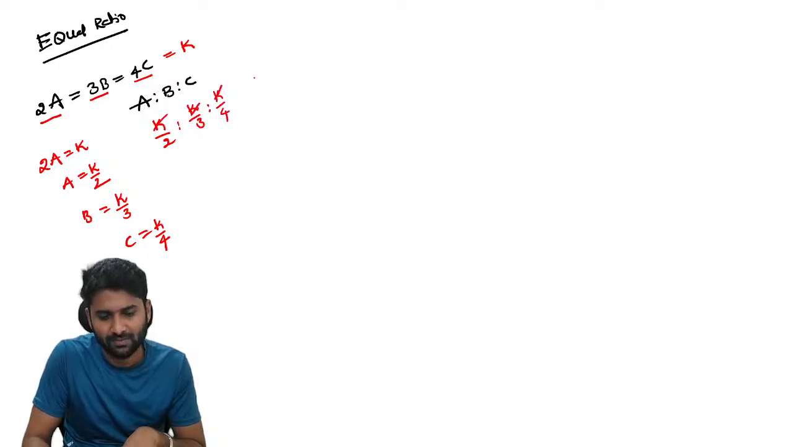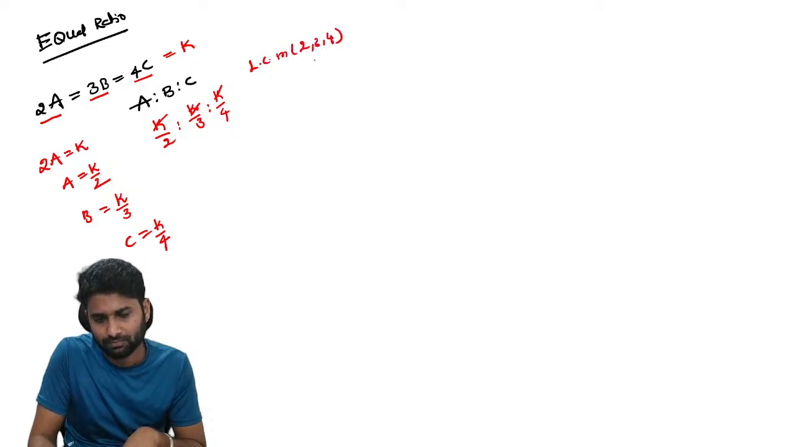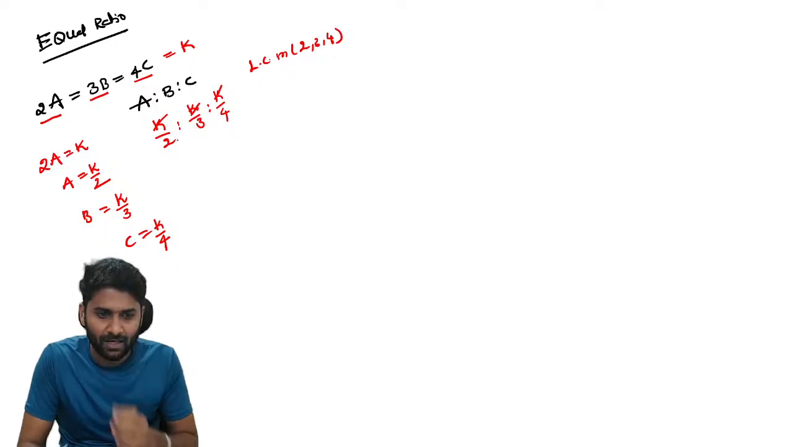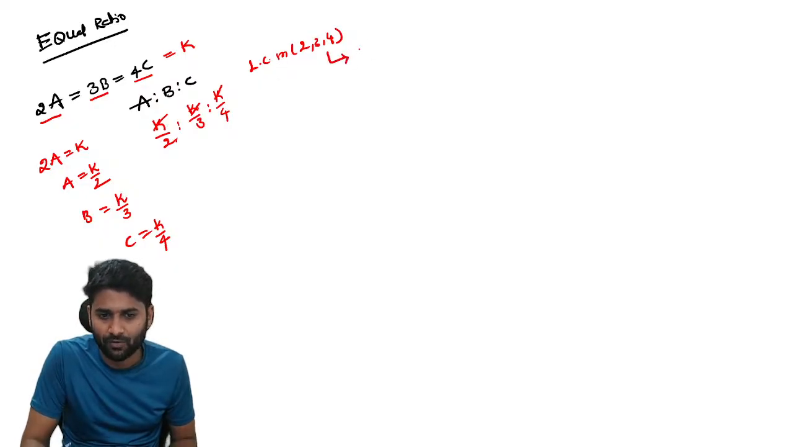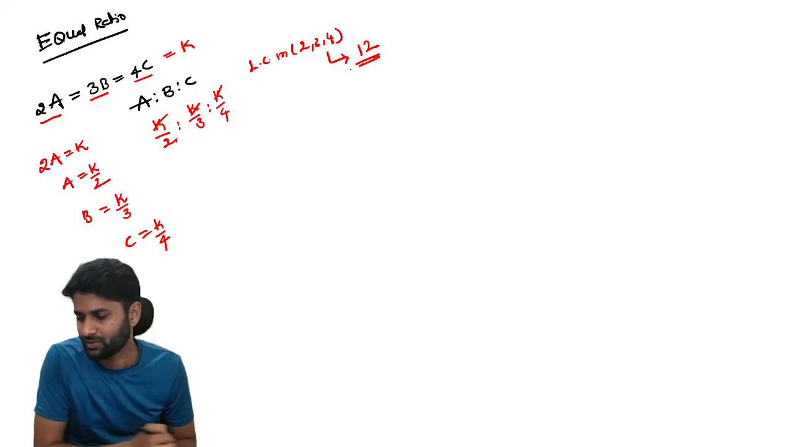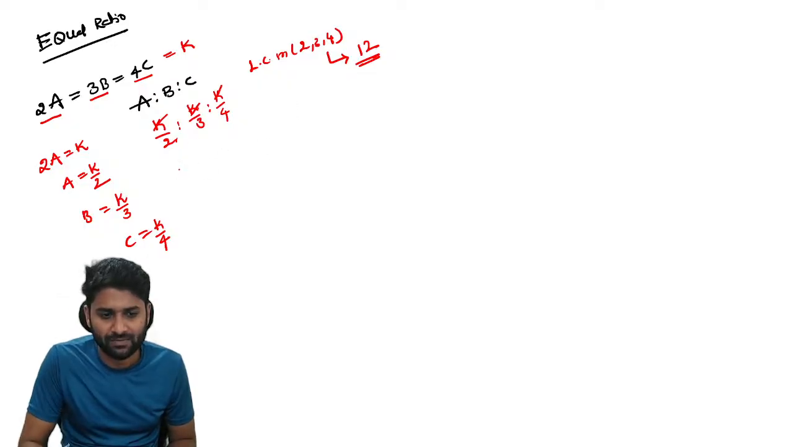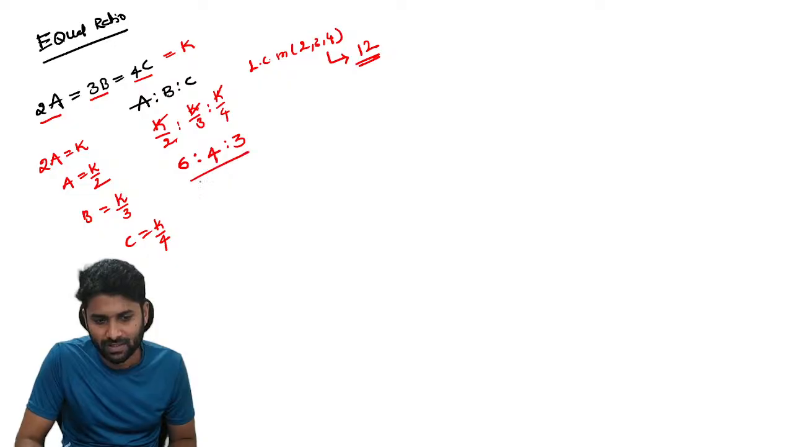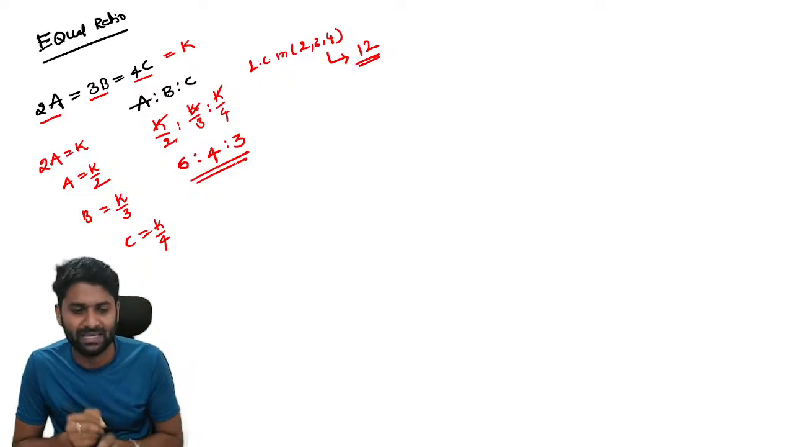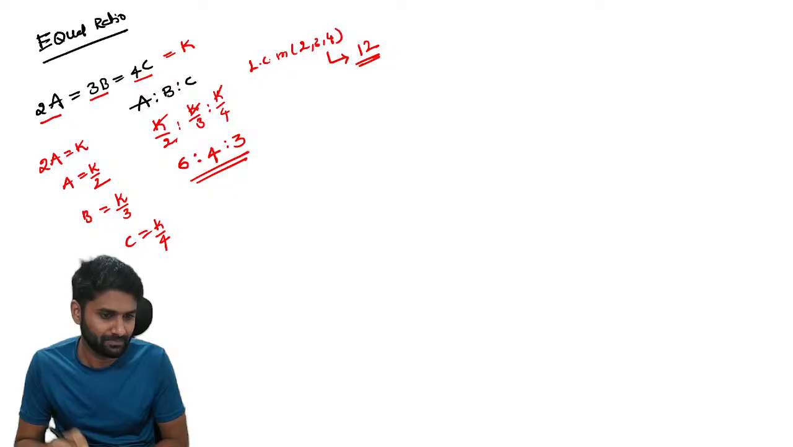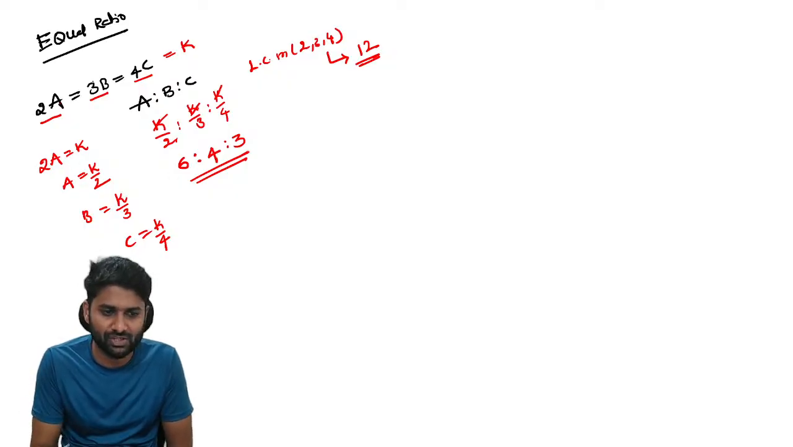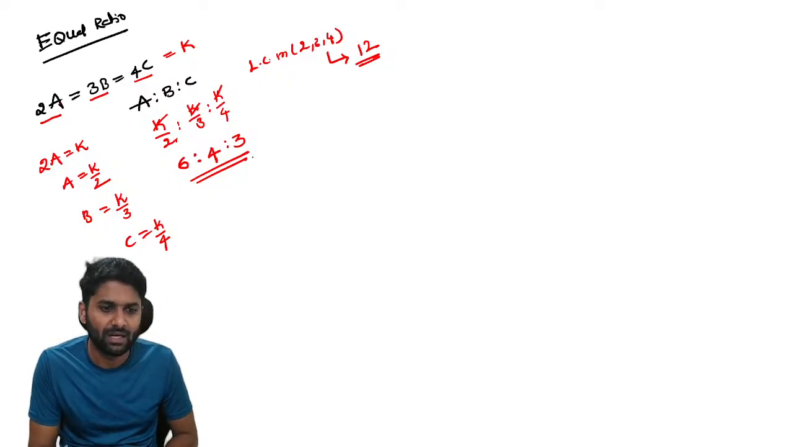So what about the next step? You have to take the LCM of 2, 3, 4. The LCM of 2, 3, 4 is exactly 12 units. If 2 becomes 12, A's value must be 6. 3 becomes 12, B's value is 4. 4 becomes 12, C's value is 3. The ratio of A, B, C must be 6, 4, 3. You can check now: 2 into 6 is 12, 3 into 4 is 12, 4 into 3 is 12.